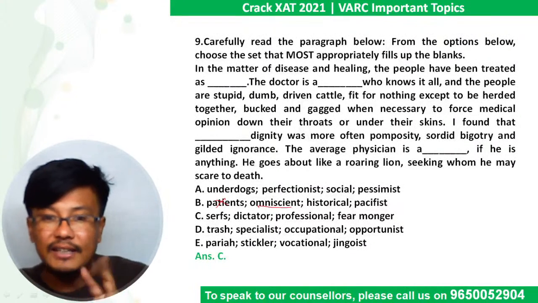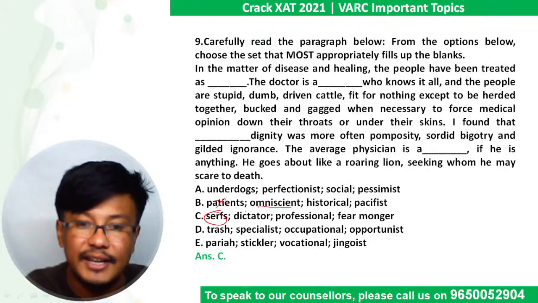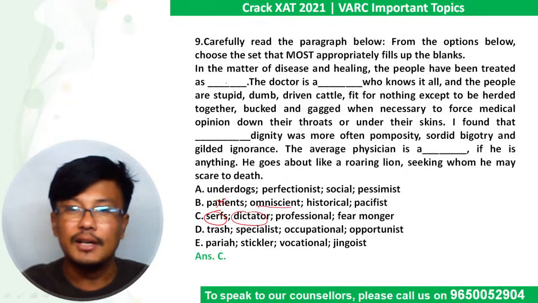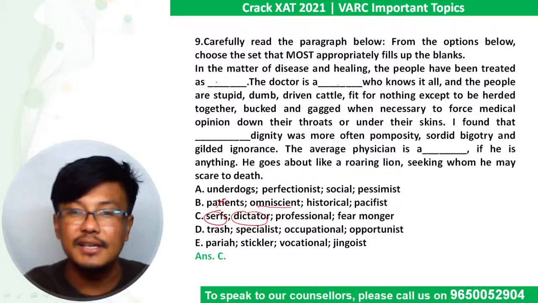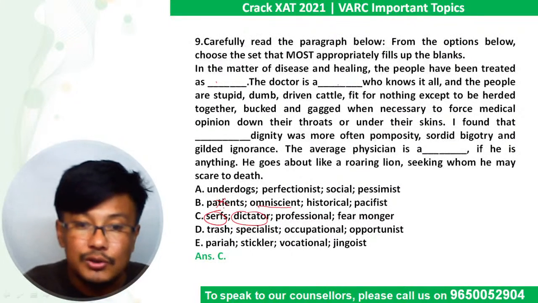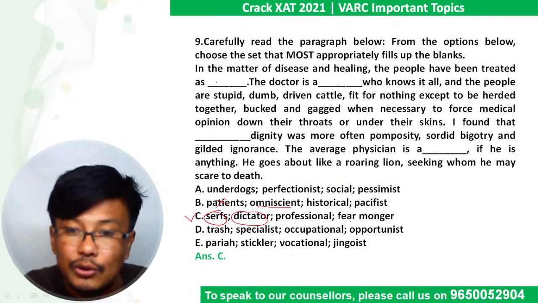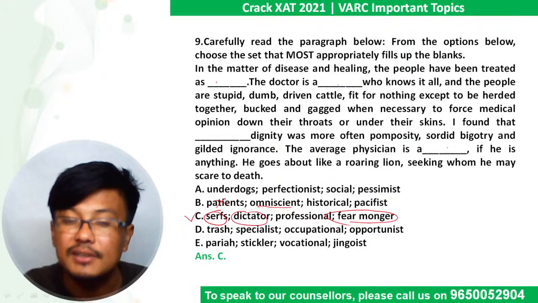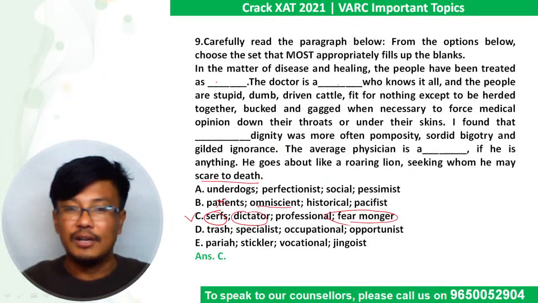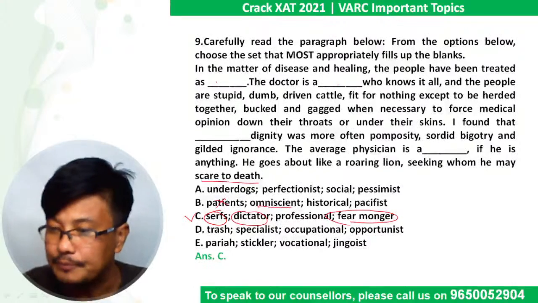By the way, think about it like this. Serf is a slave. Dictator is the master. So the people are the slaves. The doctor is the master. So the most suitable is C. And also look at fearmonger. Fearmonger, somebody who scares to death. So these are the clues which will help you.